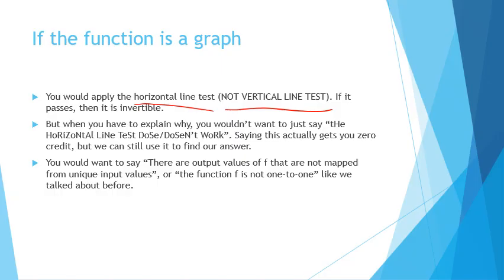However, when you have to explain why, you're going to want to talk about the definition of whether a function is invertible or not, which you're going to want to say is one-to-one. You do not want to say the horizontal line test does or doesn't work. Saying this actually gets you 0 credit, but you can use it in finding your answer. It's just not an AP way of answering a question. I don't know why they're picky like that, but they are. So you would want to say either one of two things: there are output values of f, if it's not invertible, that are not mapped from unique input values, or the function is not one-to-one if it is not invertible.